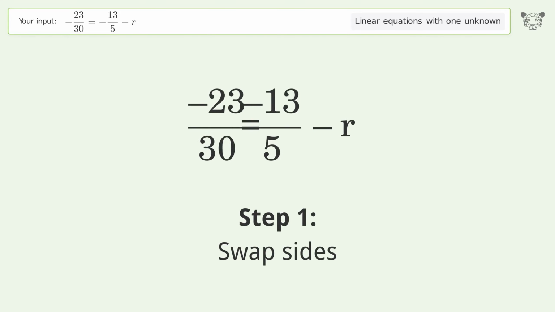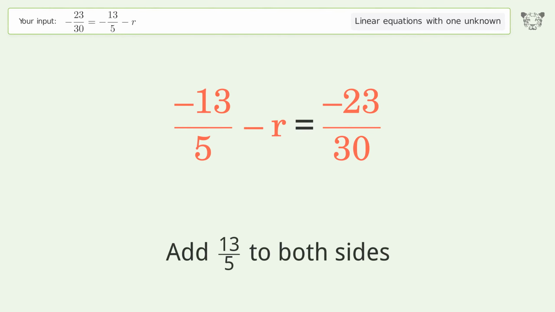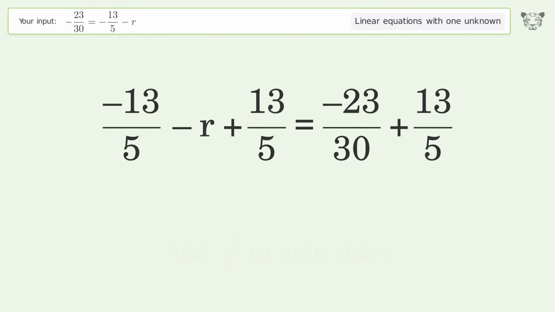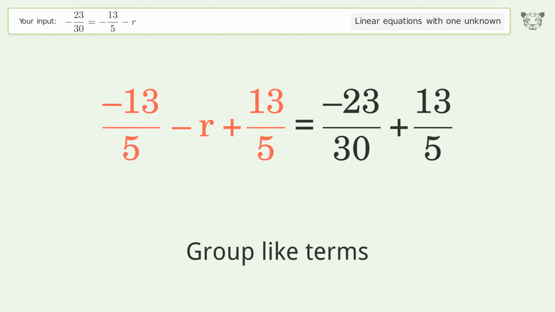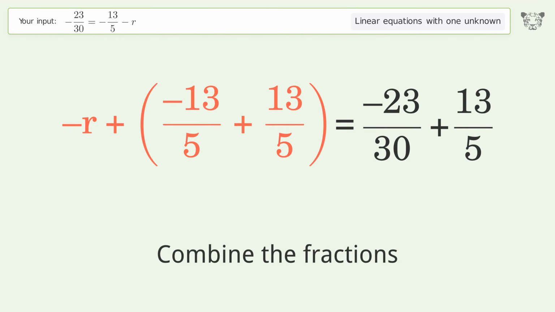Swap sides. Group all constants on the right side of the equation. Add 13/5 to both sides. Group like terms. Combine the fractions.